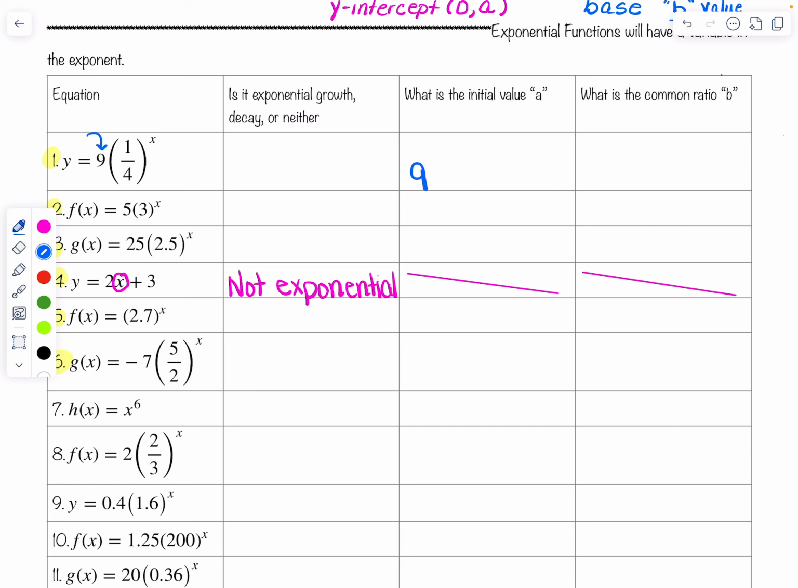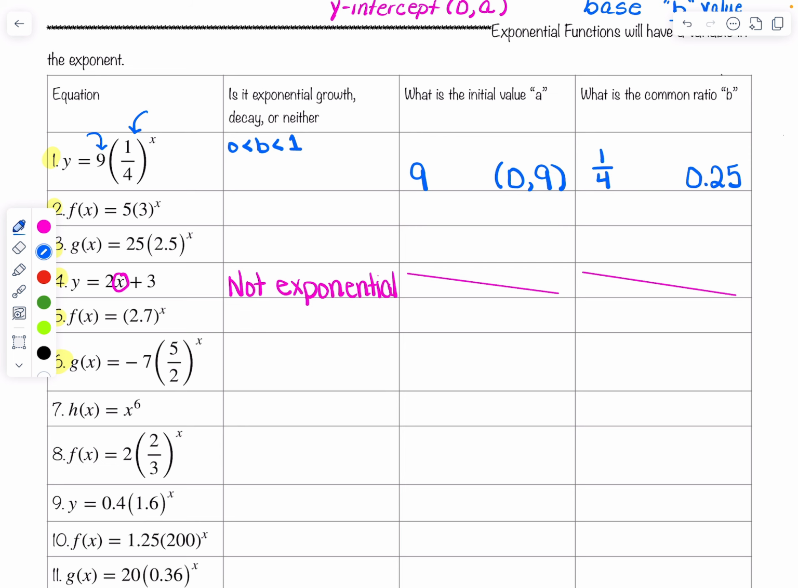Remember, that's also the y-intercept, so that's also (0, 9). What's the b value? Well, b is 1/4. Now, it's easier for me to see it as a decimal. Then I can easily tell if it's greater than 1 or between 0 and 1. And 1/4 is the same thing as 0.25 or as 25 hundredths. Now, because I can see it as a decimal, then I know that b is between 0 and 1.